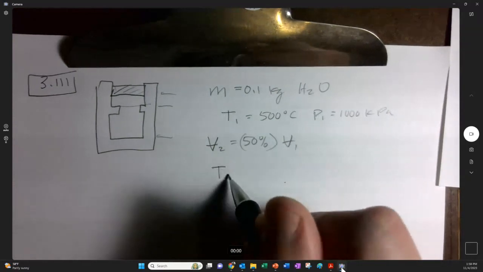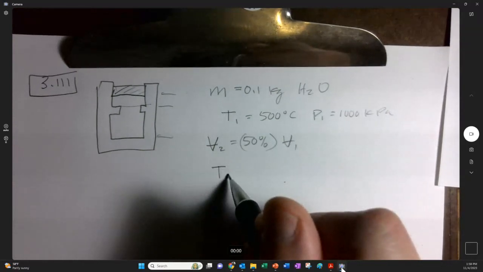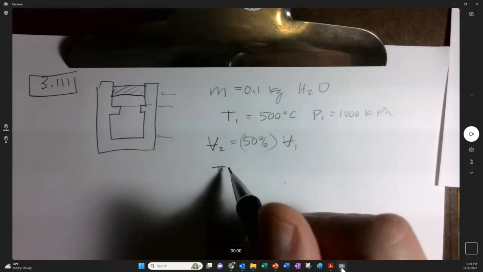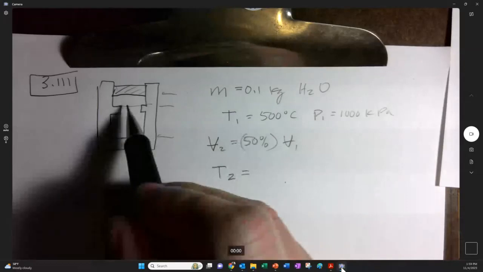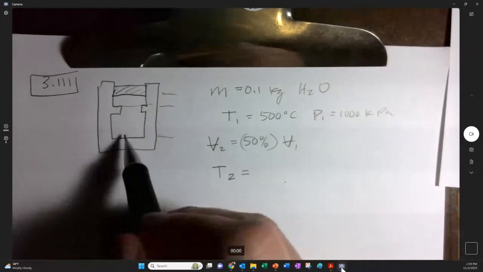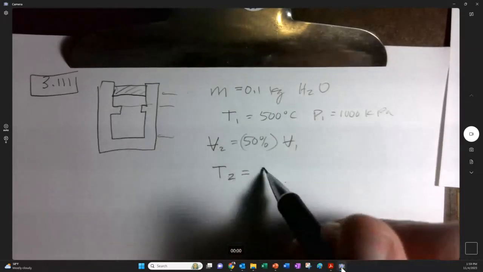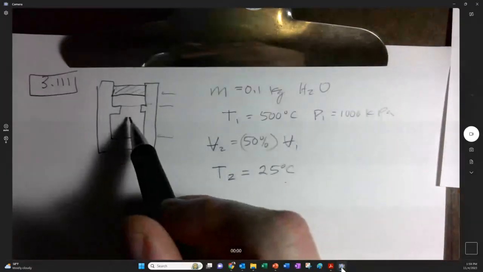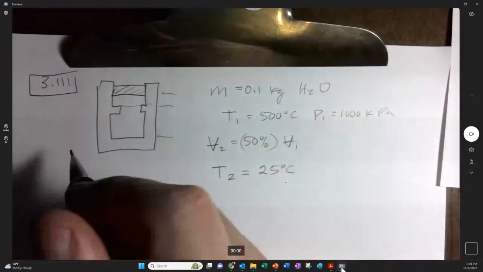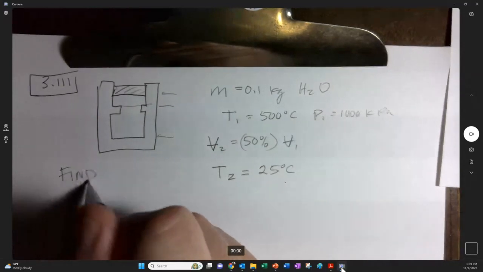So T, I guess I almost want to call it 3, but because there's two things that are happening, I'll call it T2. So something might happen somewhere in here. It's going down to 25 degrees Celsius, and so heat is leaving this thing. And the thing that we want to try to find, right?